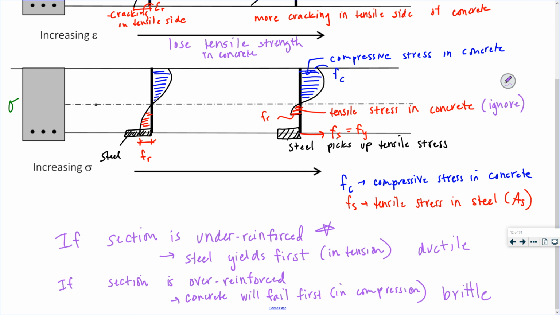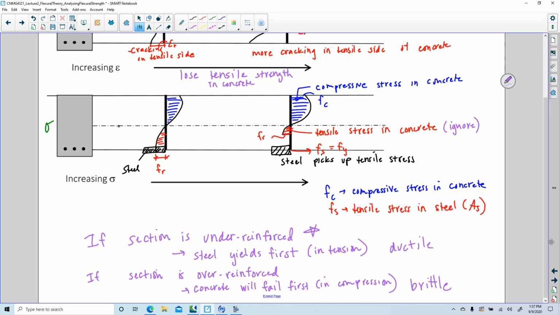So with that, I will stop right there. And next we will talk about what this all looks like in the code.